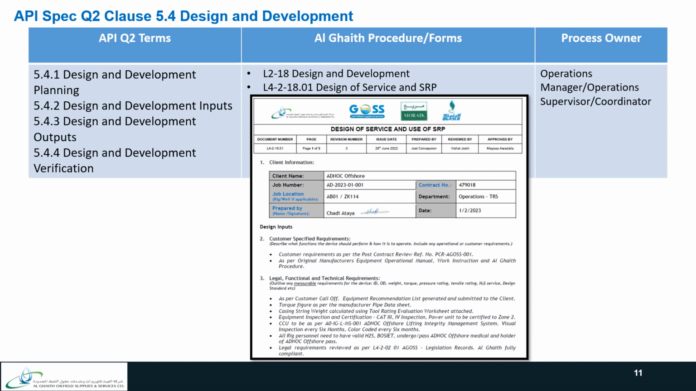This means that for every release of mobilization list or equipment list, a design and development plan shall also be released and completed. To comply with this requirement, Ghaith establishes Procedure L218 Design and Development Procedure and Form L4218.01 Design of Service and SRP. The design of service and SRP document as shown shall be initiated and completed along with the mobilization list or equipment list. The next slides will provide the stages of service design and development.